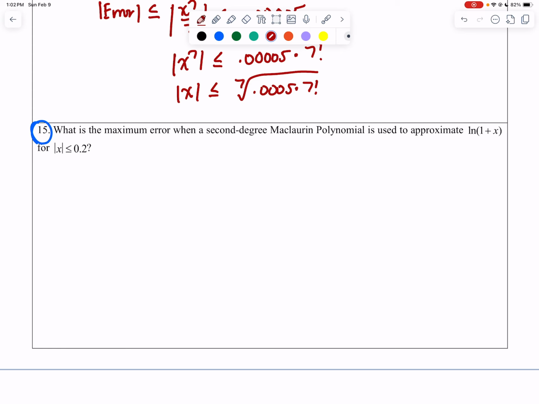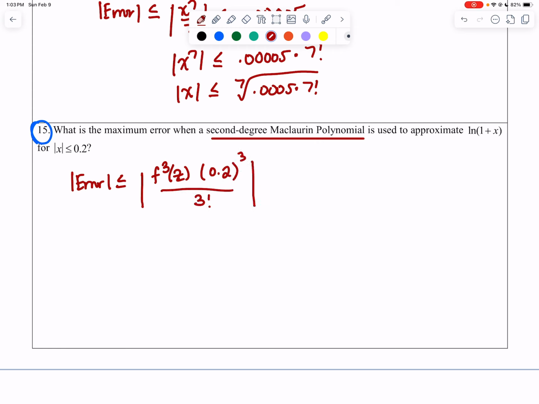So using the Lagrange way, we know that error has to be less than or equal to the third derivative, since we are looking at a second degree Maclaurin polynomial. So we want to find the third derivative at z. We've got to figure out what that is. And then we have x minus c. Our center is at 0, so we just have 0.2 to the third power over 3 factorial. Now we've got to figure out that third derivative from 0 to 0.2.